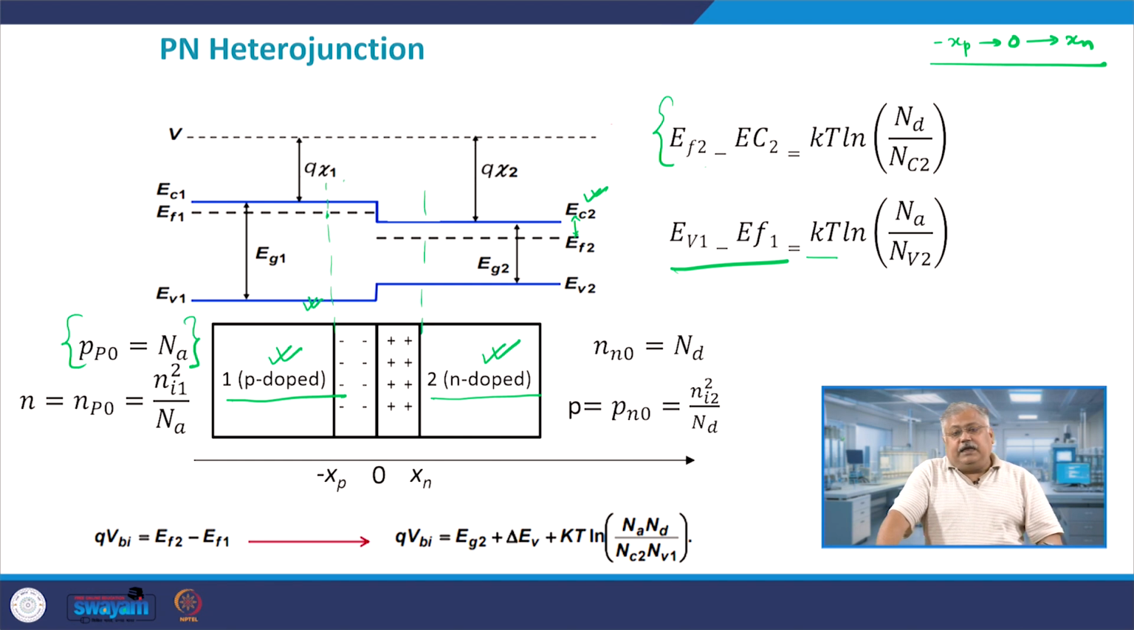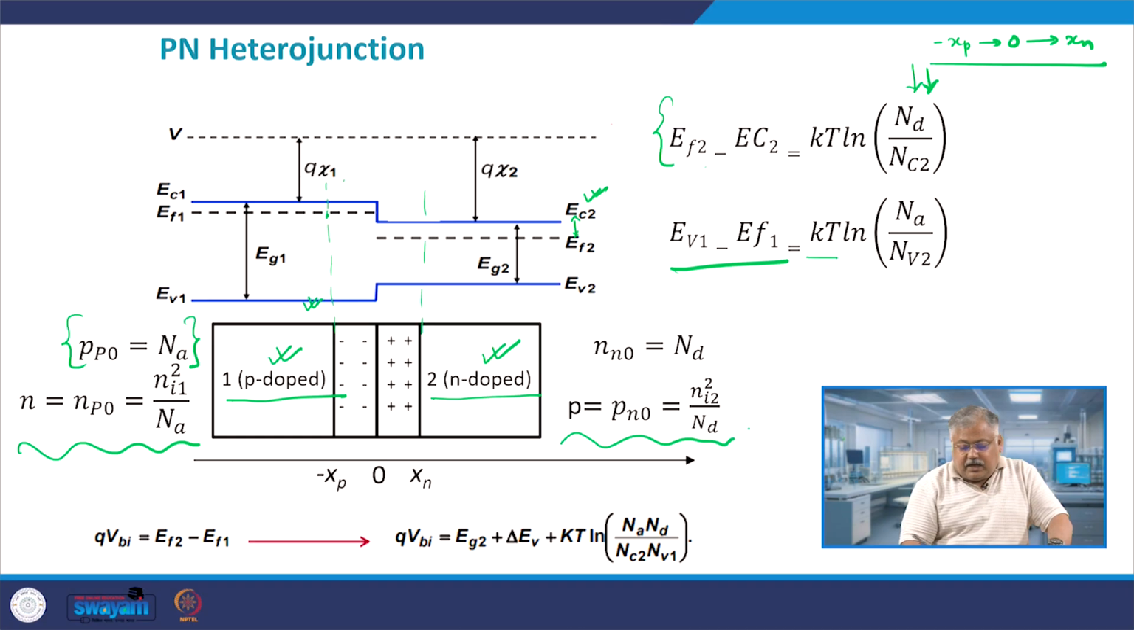Now, as you can see, if I go on increasing the acceptor or the donor ion concentration, the ln of this quantity will go on increasing, and as a result the difference between EF2 and EC2 will also go on increasing as you increase the value of Nd. Now, the expressions on the left and on the right are perfectly antisymmetric with respect to each other, and therefore I get the number of holes, assuming 100% ionization, to be equal to Ni2 whole squared by Nd, where Ni2 is the intrinsic carrier concentration in the second material, which is Sc2.